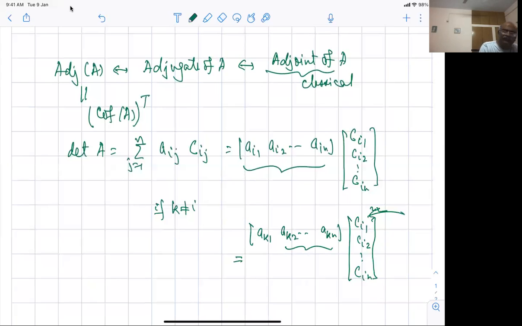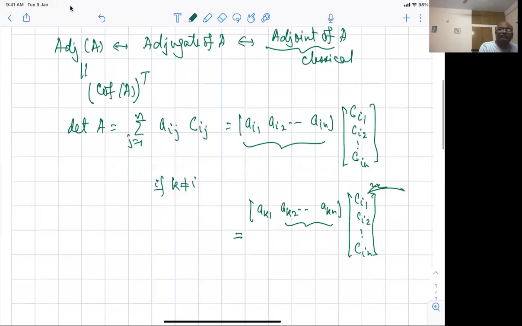All right, because we have seen that if two rows are the same, then the determinant is 0. So this is nothing but the summation over j equal to 1 to n of a_kj c_ij, where k is not equal to i, and this will be equal to the determinant of a matrix B, which will be 0.